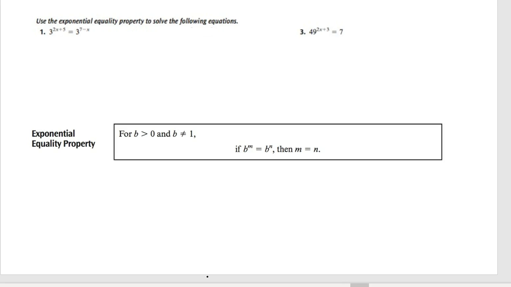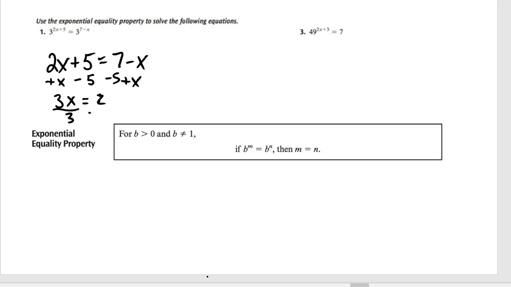So for problem number 1, we can see that we have a base of 3 on both sides. Since the bases are already the same, all we need to do is set the exponents equal to each other. And now we can solve. So I'm going to add x to both sides, and I'm going to subtract 5 from both sides. And then I'll divide both sides by 3. And I'll get x is equal to 2/3. And we can put this back in and check it.